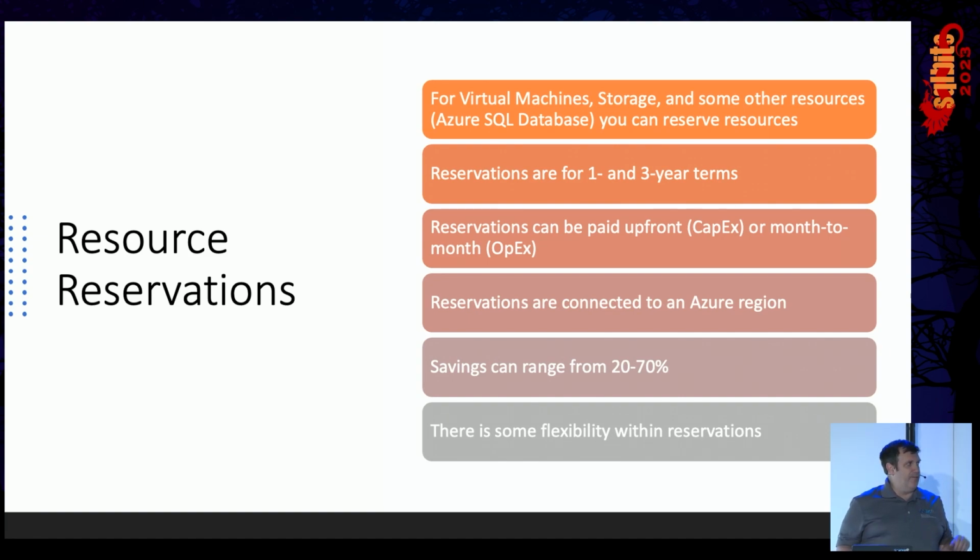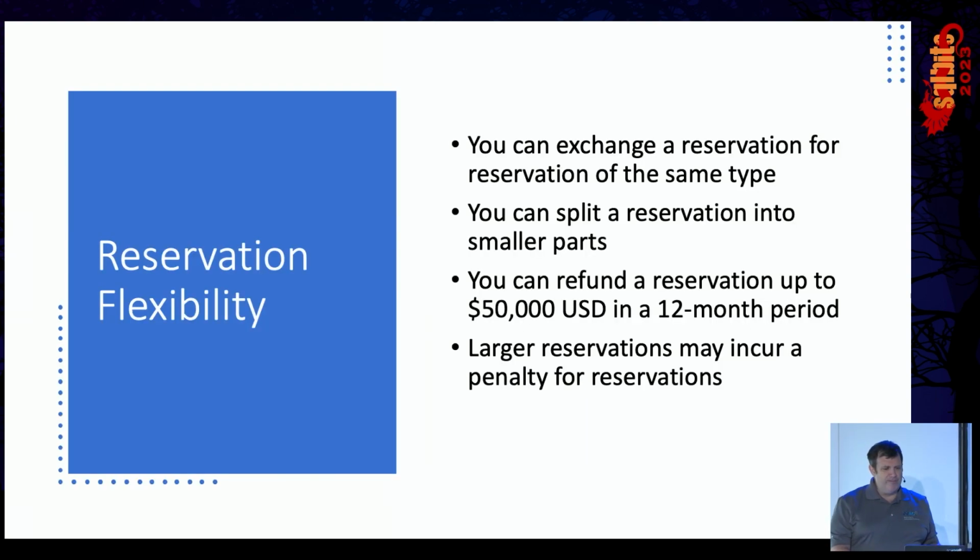They are connected to an Azure region, and there is some flexibility within reservations. So you can exchange a reservation for the same reservation of the same type. You can split a reservation into smaller parts. So what does that mean? If I reserve 32 cores of a virtual machine in UK South, and I wanted to change that into 4 8-core VMs, I can do that. You can refund a reservation of up to $50,000 US in a 12-month period. And large reservations may incur a penalty for cancellations. It's a typo on my slide.